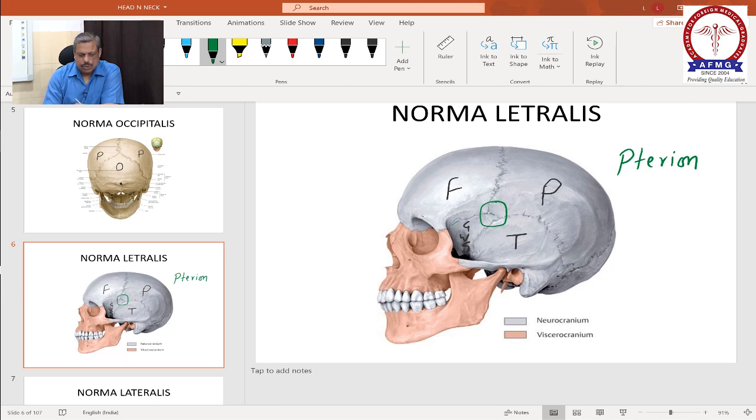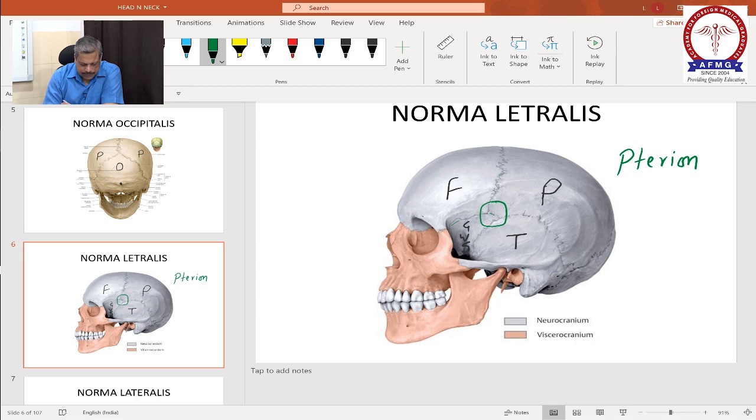This point is pterion. So here the question has been asked like this: identify the arrow-marked or circled area. This is the pterion. What bones articulate at the pterion? This is the frontal bone, parietal bone, temporal bone, and the greater wing of sphenoid.